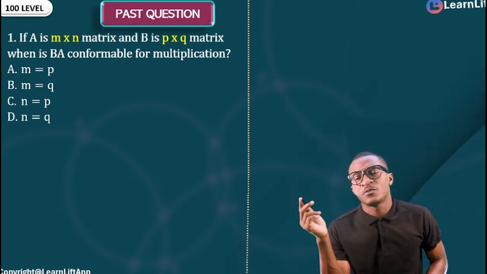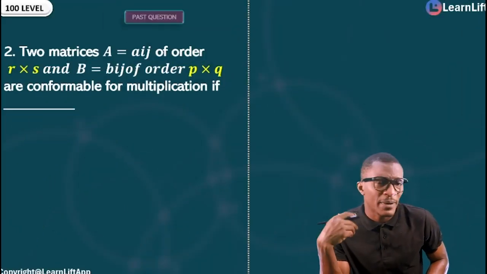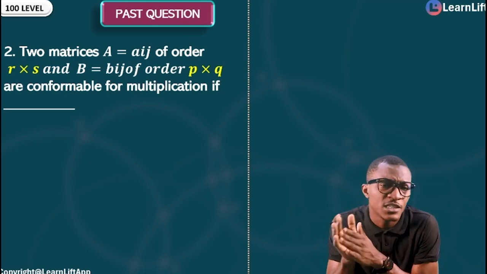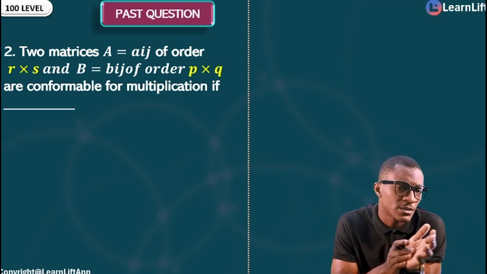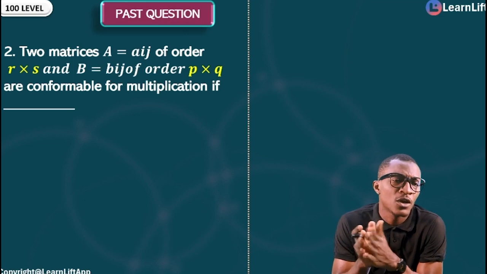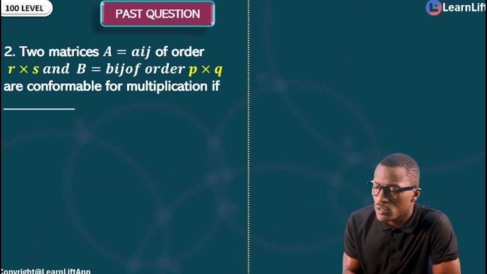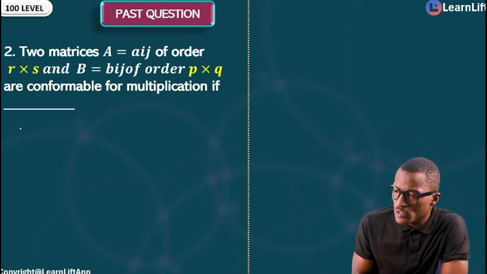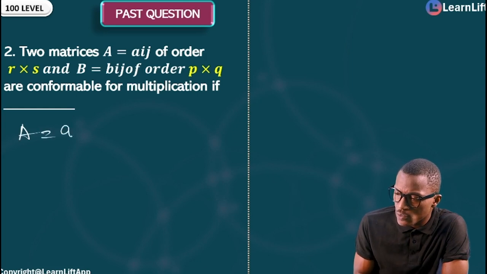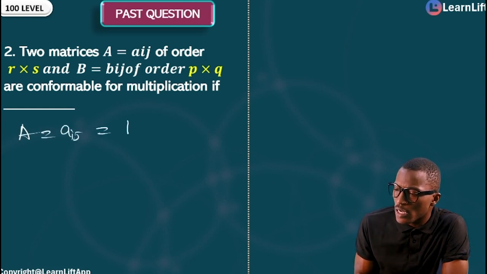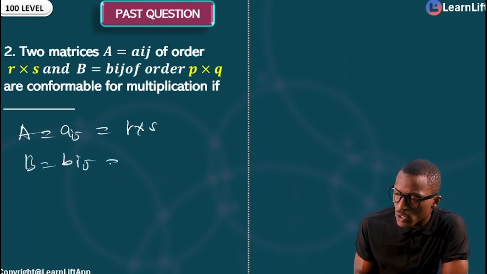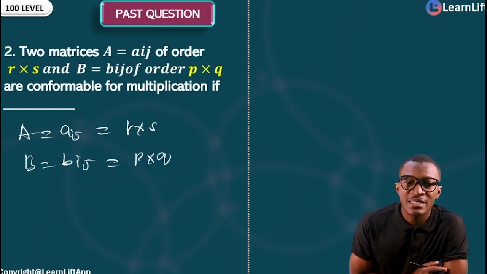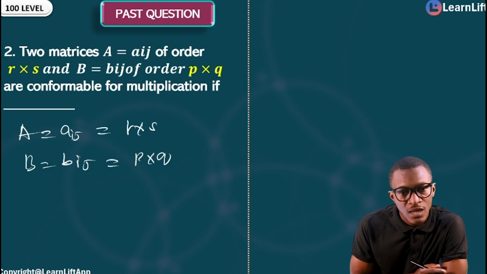Now let's take another question. It's a past question. We're given two matrices. A is equal to Aij of order R times S, and B is equal to Bij of order P and Q. When is it conformable for multiplication? First, the matrix was given as A is equal to Aij, which is an R times S matrix. B was given as Bij, that's row and column, given as P times Q. They ask you when is it compatible. That means they are referring to A and B. Are you with me?